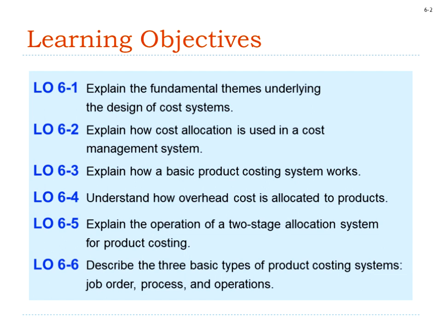In this chapter, we're going to look at the fundamental themes underlying cost systems. We're also going to look at overhead cost. That's going to be a big part of your homework. We're going to look at how overhead cost is allocated. And we're also going to do a problem using a two-stage allocation system, which can get kind of difficult, but I picked some of the easier problems to do in the homework.